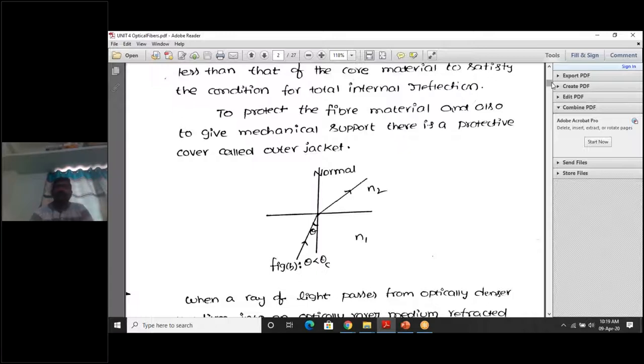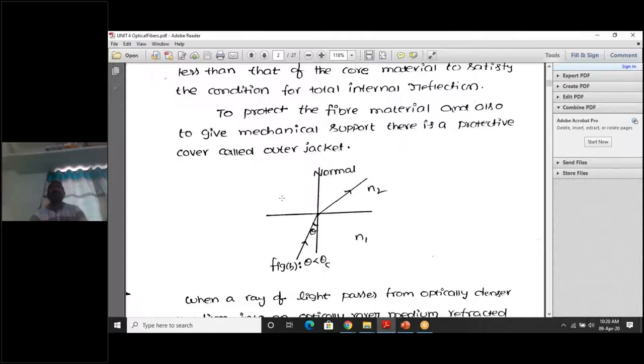You learned total internal reflection in intermediate. Once again, recalling the same concept, let us take two mediums. This medium here is N1, a denser medium whose refractive index is N1. The below medium is a denser medium and the above medium is a rarer medium. Denser means whose refractive index is more. The rarer medium is one whose refractive index is less.